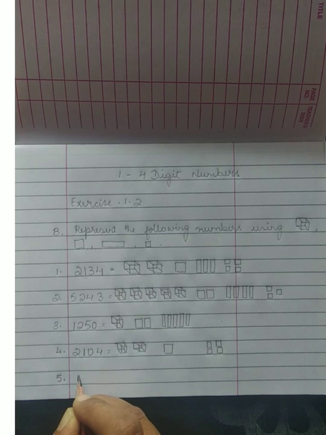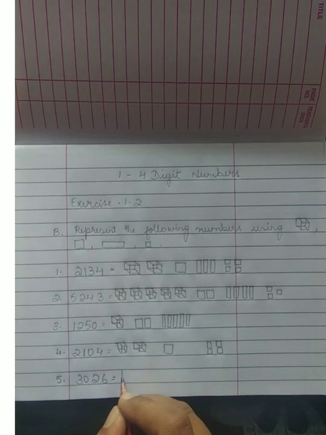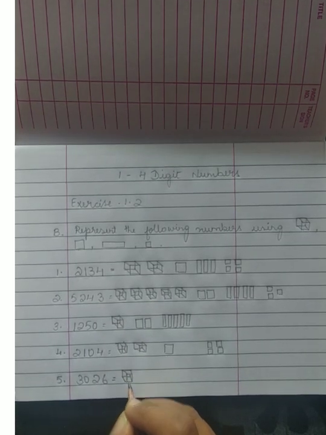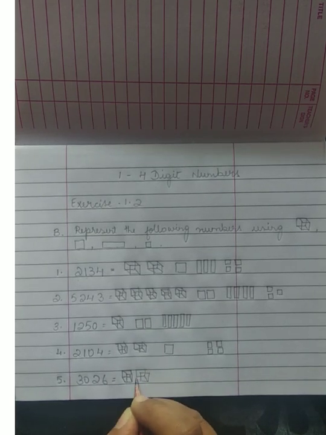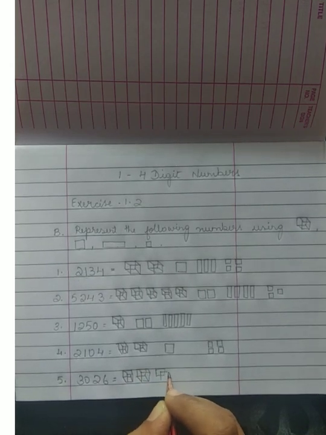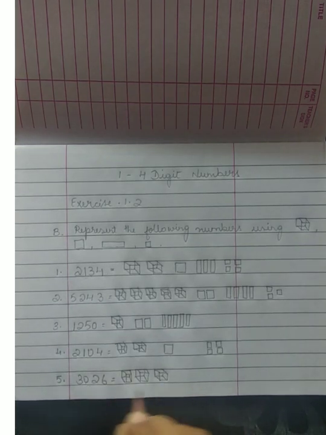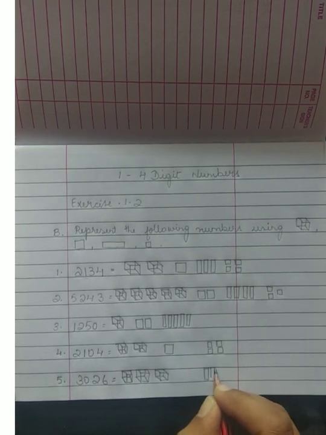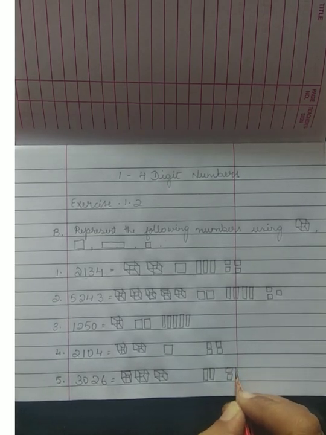The next number, 3026. 3 cuboids, 0 hundreds, so we don't write anything for hundreds, and 2 tens, 6 ones.